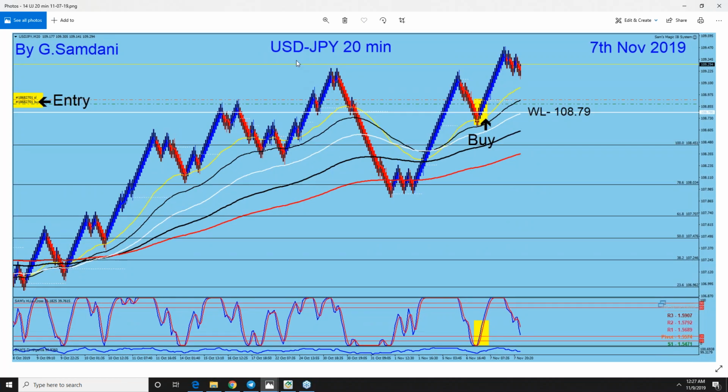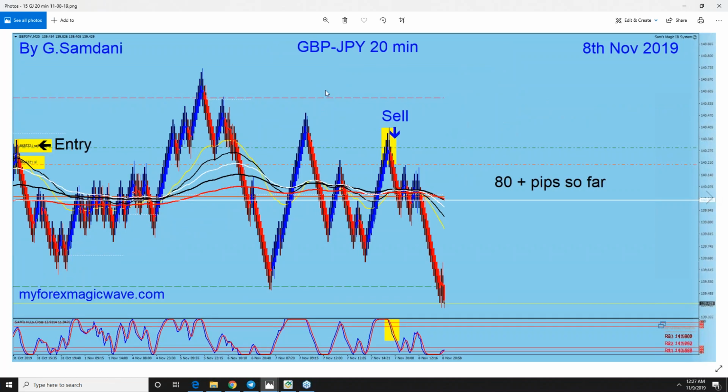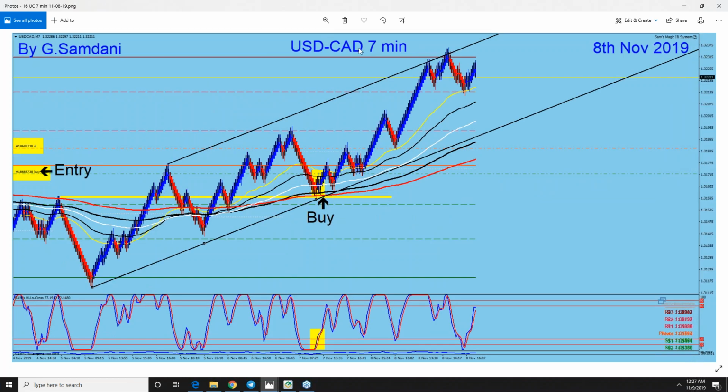And then this is a small one, USD yen. Beautiful setup though, right? So my alarm was beeping, so I said, well, might as well just take it, no problem. Here, pound yen again, and the short side, right? Beautiful entry here for 80 pip. And then this one, pound CAD, you can see nice entry here on a 7-minute chart.